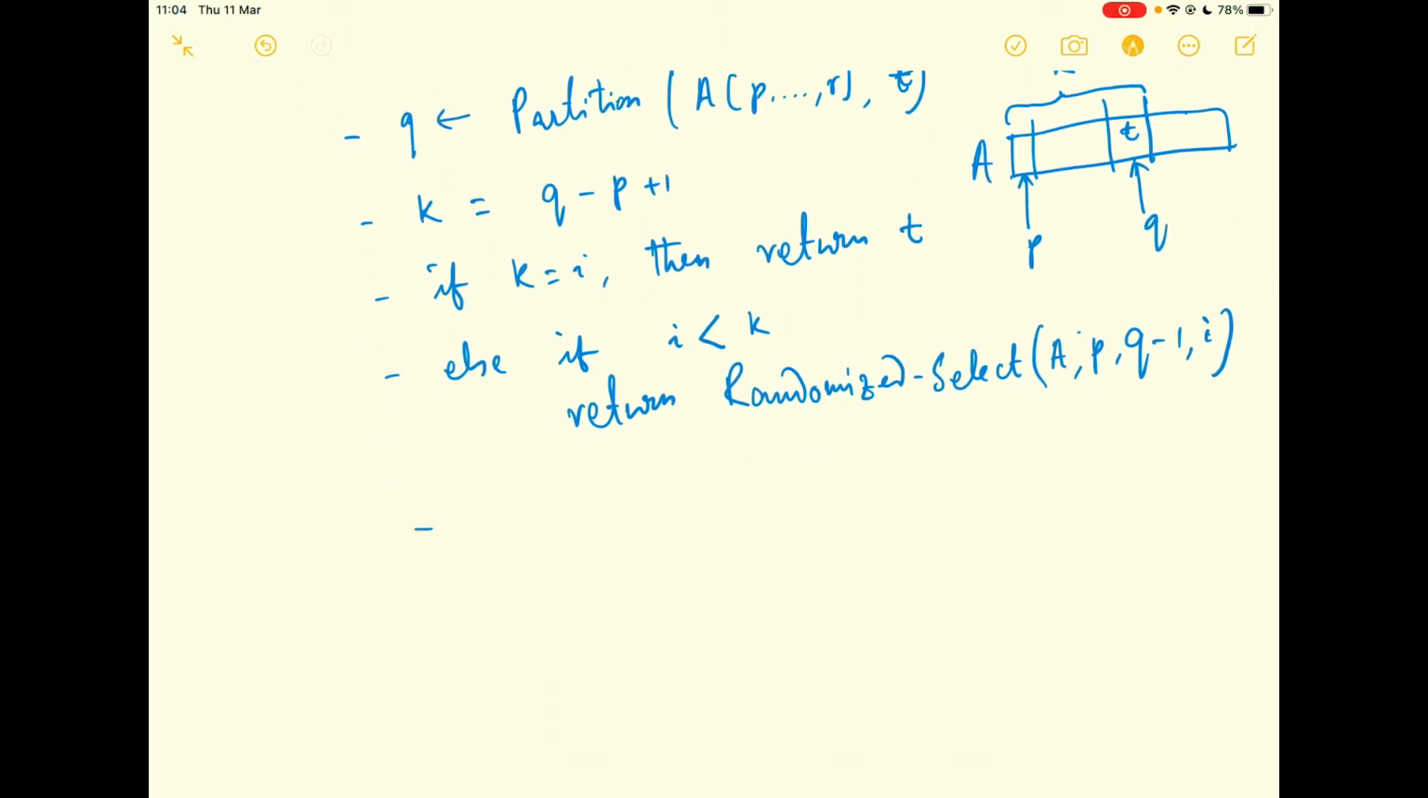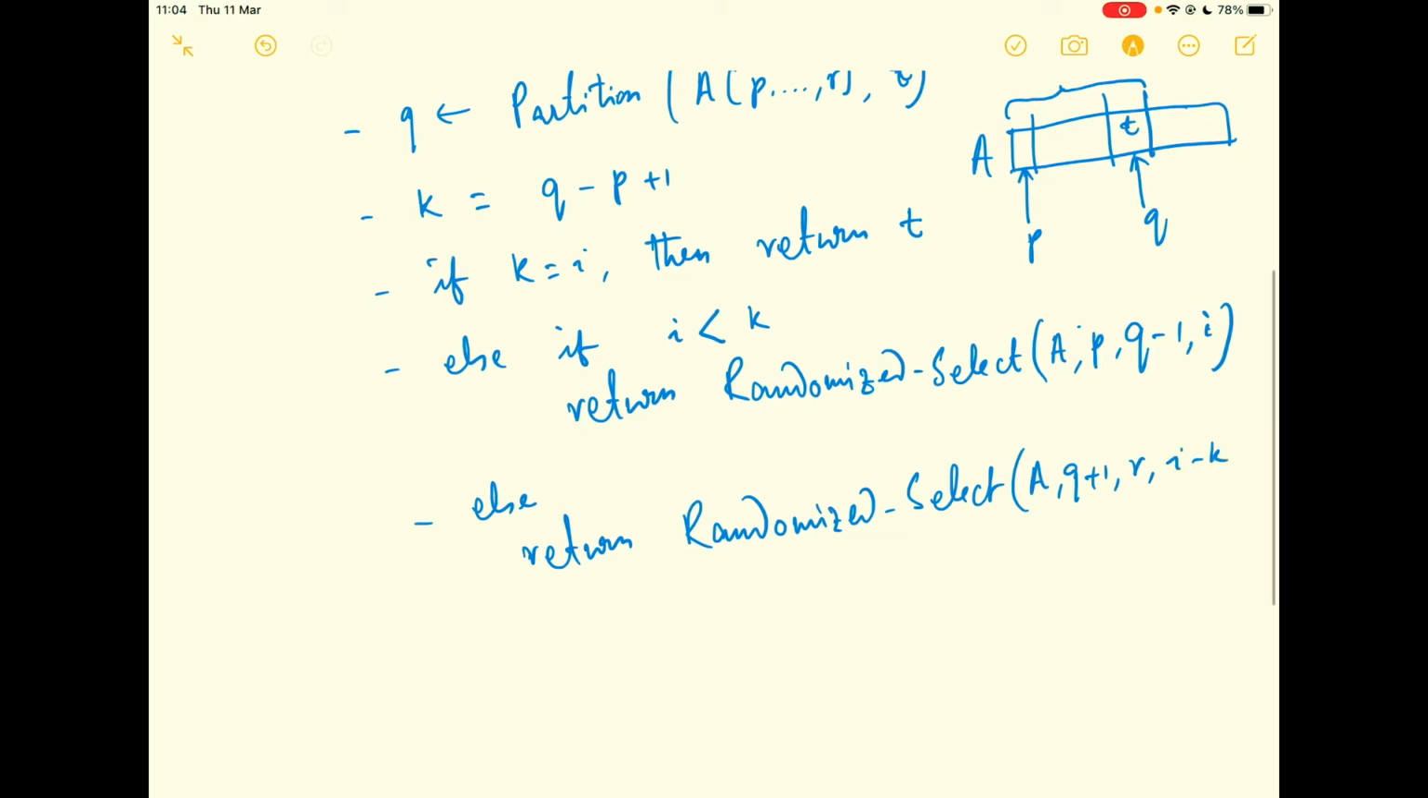Otherwise, in this case i is more than K, what I do is I search in the right part, from Q plus 1 to R, and the ith smallest element in the whole array is the (i minus K)th smallest element in the right part. So I find the (i minus K)th smallest element in the right part, and that I return.